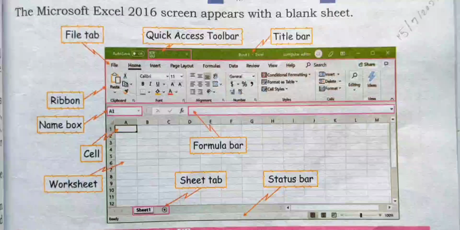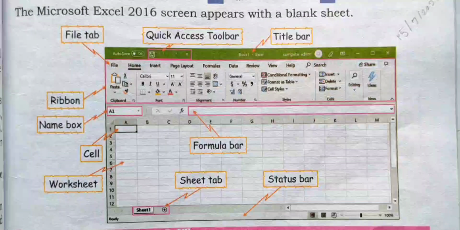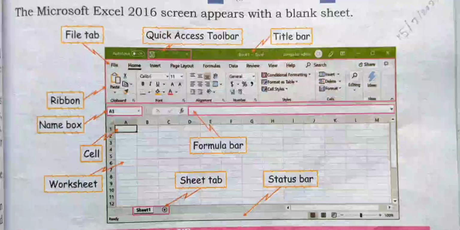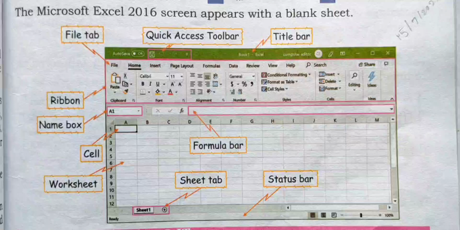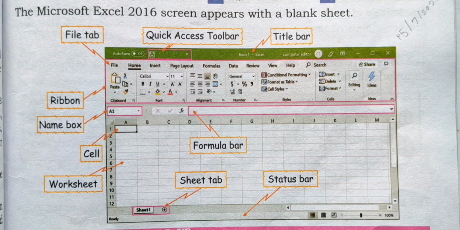Students, in this video we will be learning the screen elements of Microsoft Excel 2016. As you can see in the picture, the file tab is on the top of the page. Then quick access toolbar, title bar, ribbon, name box, cell, worksheet, formula bar, sheet tab, status bar. These are the elements of MS Excel, or Microsoft Excel.